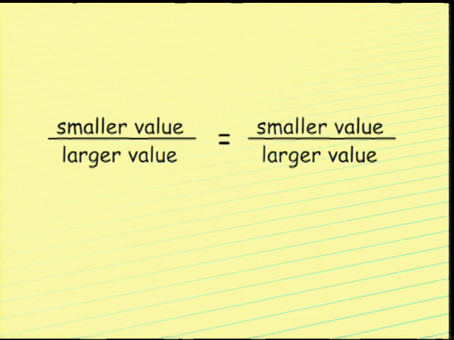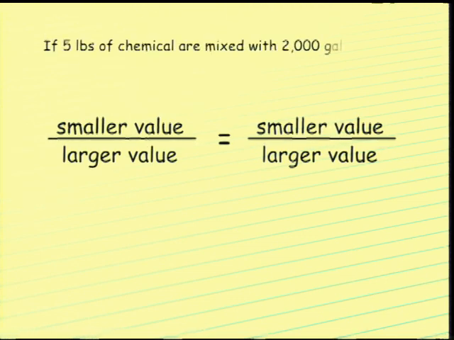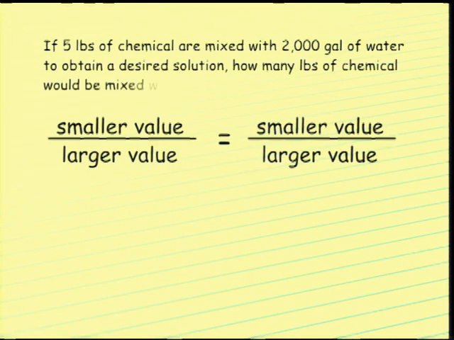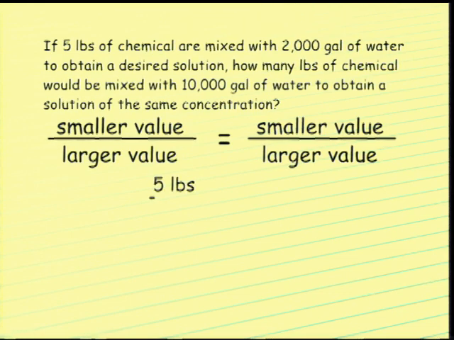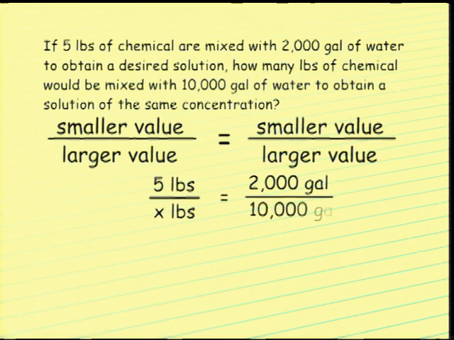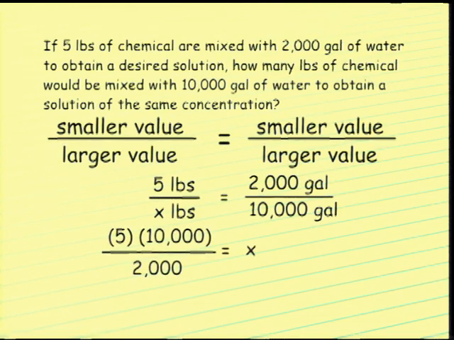Let's put these rules into an actual water treatment problem. If 5 pounds of chemical are mixed with 2,000 gallons of water to obtain a desired solution, how many pounds of chemical would be mixed with 10,000 gallons of water to obtain a solution of the same concentration? The unknown is the number of pounds of chemical. You would expect the more water used, the more chemical would be needed, so the unknown number of pounds, or x in our equation, will be the denominator, and the formula would look like this. It's then possible to solve the unknown value, with the answer of 25 pounds.